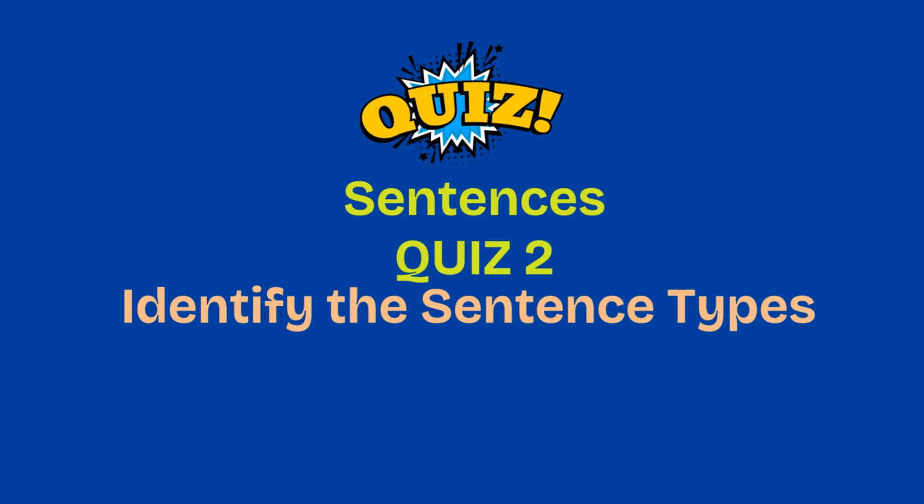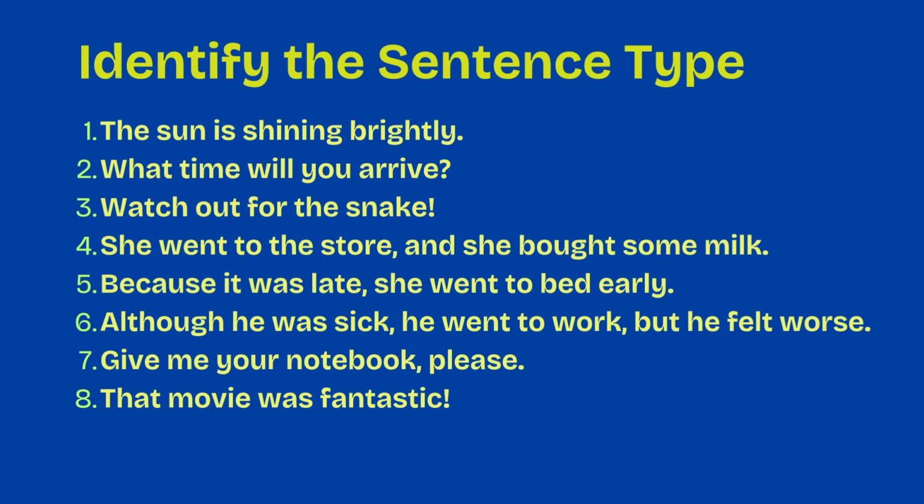Quiz 2. Identify the sentence types in the sentences below. The sun is shining brightly. What time will you arrive? Watch out for the snake. She went to the store and she bought some milk. Because it was late, she went to bed early. Although he was sick, he went to work, but he felt worse. Give me your notebook, please. That movie was fantastic.